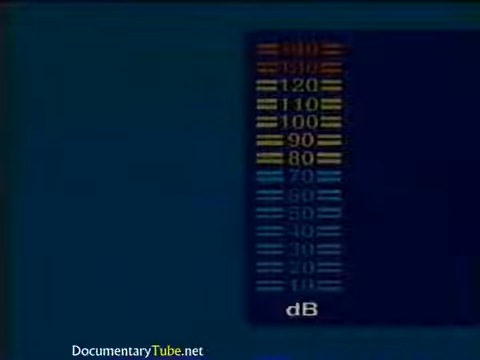Here are other examples of sound levels starting with a very quiet sound and working our way up. A quiet suburban neighborhood will exhibit an average sound level of about 40 decibels.